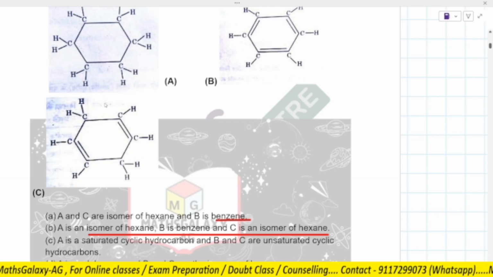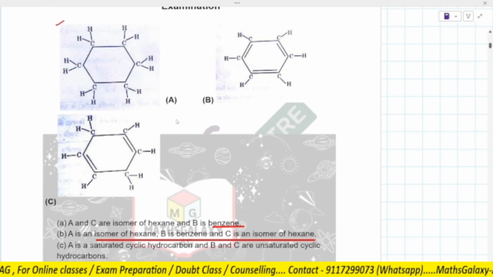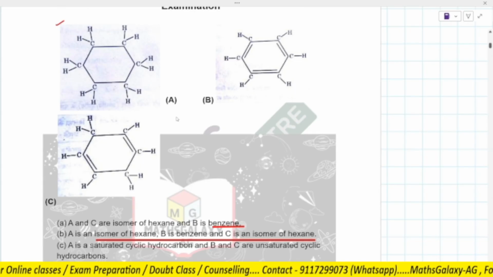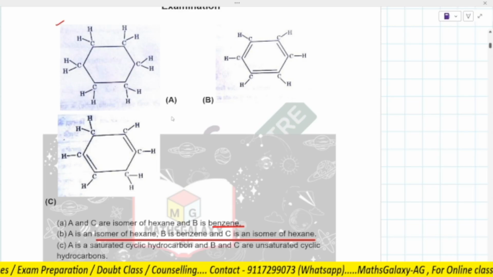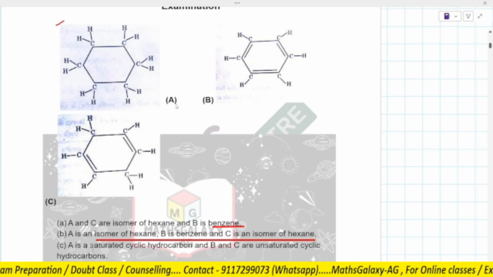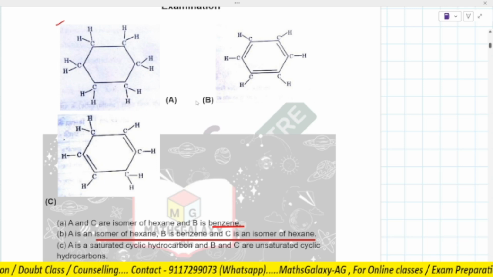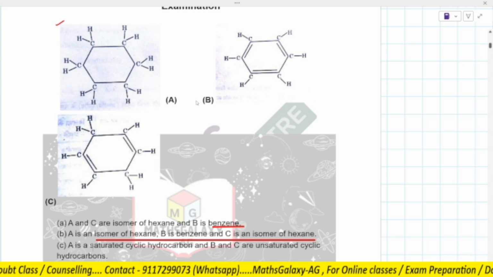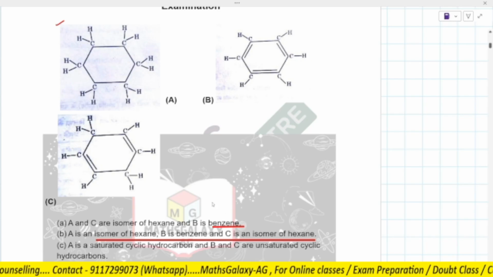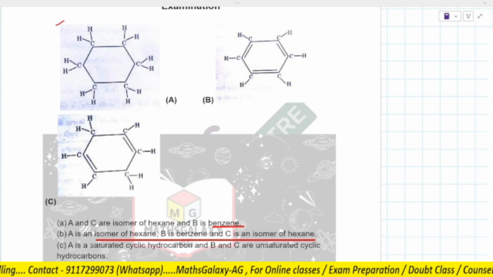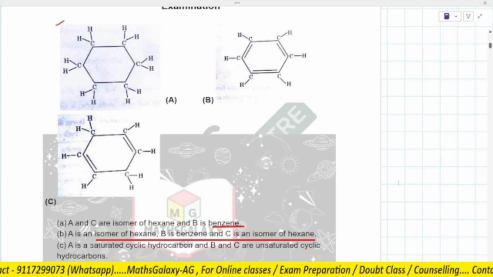B and C are unsaturated, and A is saturated. Very good. So as you can see here, B and C are unsaturated and A is saturated, right? Is it clear or any doubt? No doubt. Okay.